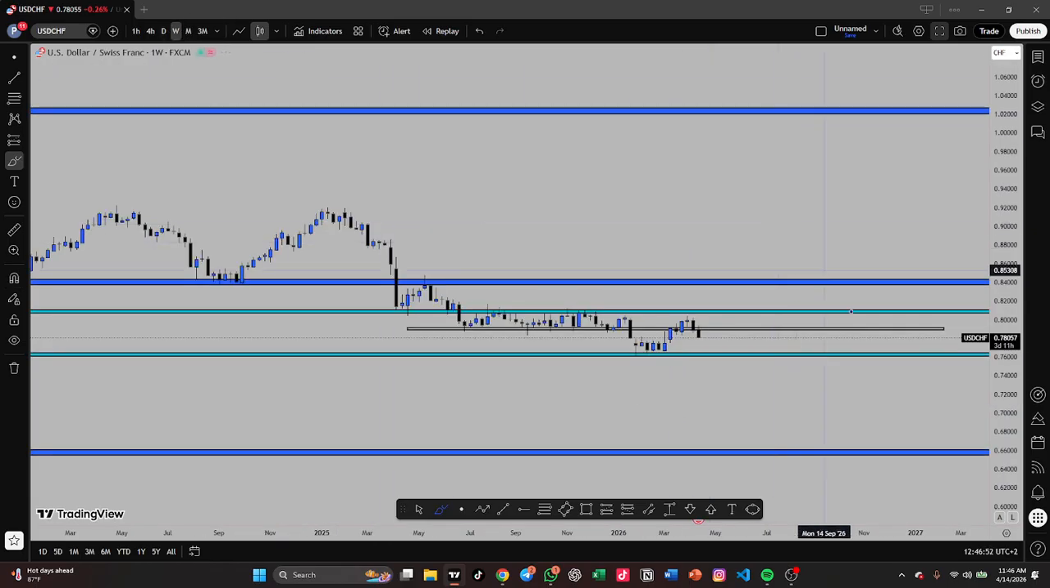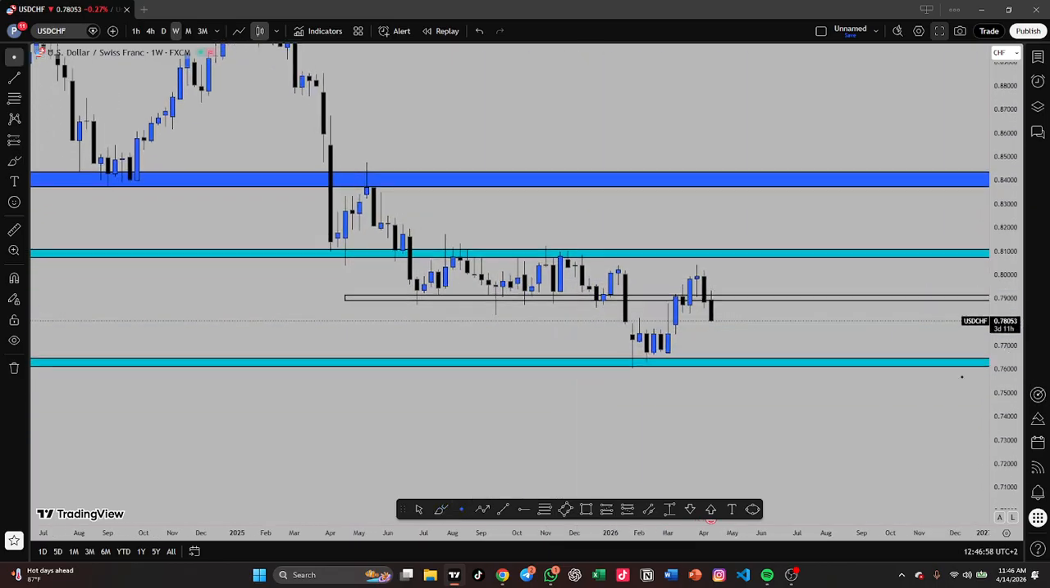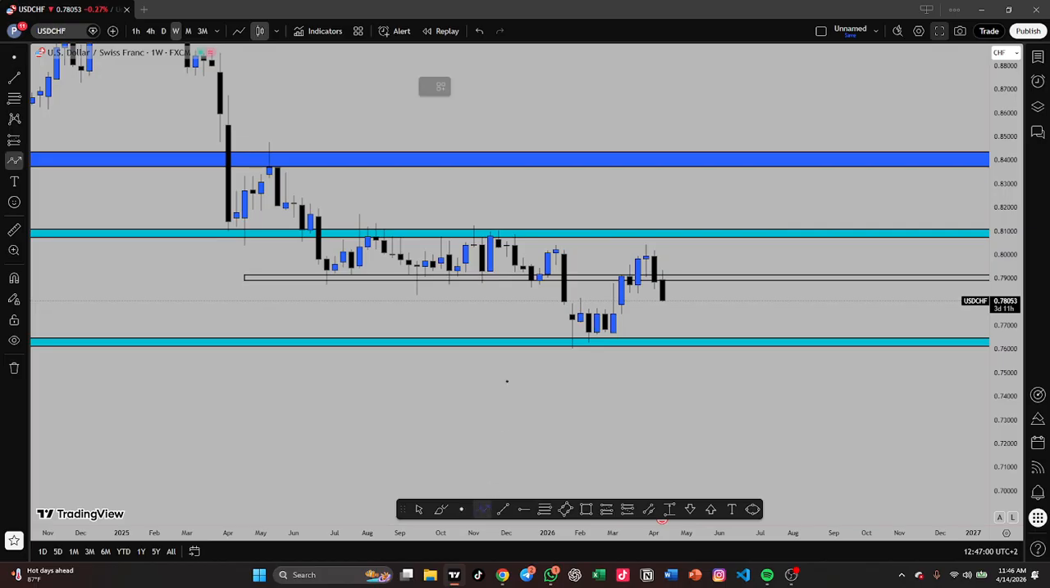If we move down to the weekly chart, what is currently happening is that the sellers are still very much in control. There is no trend reversal yet. So we have price making a lower low, lower high. We are expecting another trend continuation for a lower low.